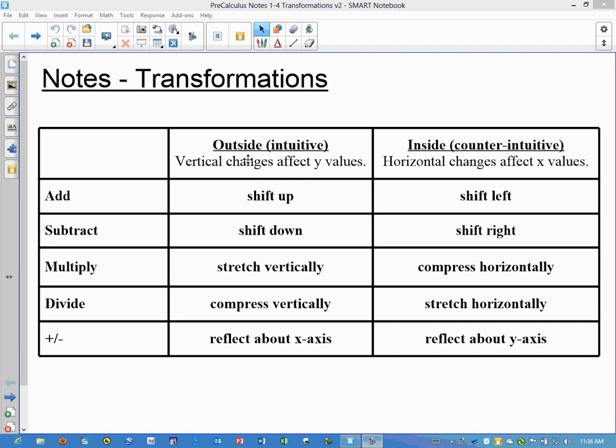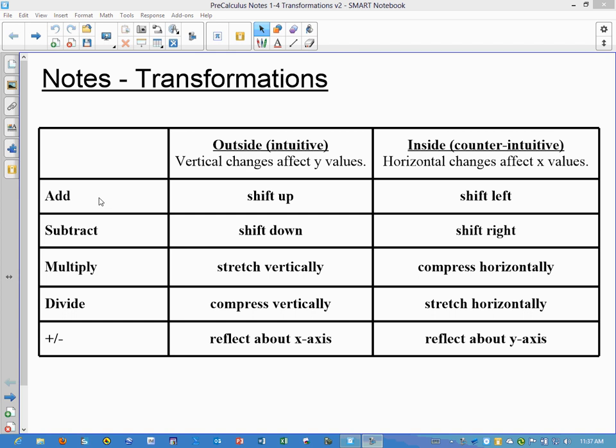And you're going to find that anything done to the outside of the parent function is going to be intuitive. It's going to affect the graph in the way that you would think it's going to affect the graph. And inside, for most people, tends to be counterintuitive. All outside changes have to do with y values. So they will be vertical changes and they will affect the y values in your graph. And any changes you make to the inside of the parent function are going to be horizontal changes and they will affect the x values of your graph.